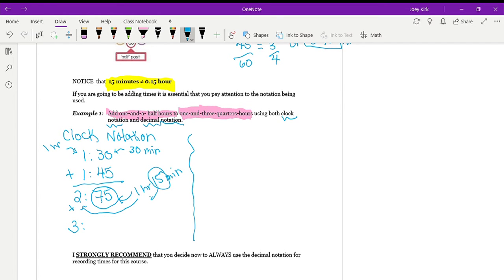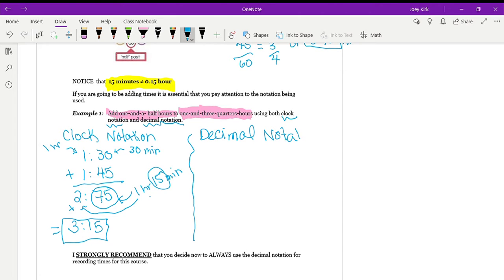Okay, I'm not going to keep drawing arrows because that's going to get confusing, but we have that 15 minutes left over, so 3 hours and 15 minutes. That would be our answer, okay? But as you can see, things can get possibly confusing here because you can't have more than 60 minutes in an hour. Now, if we're using decimal notation, and decimal notation is the one that I suggest you always use going forward.